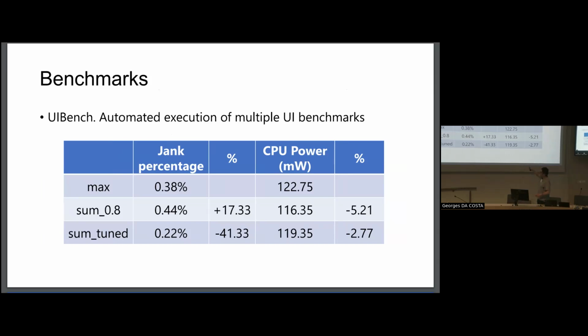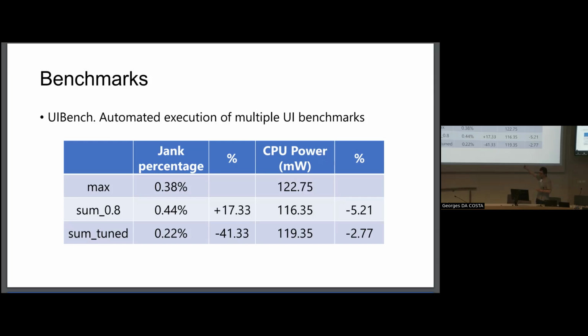But that's the thing with sum aggregation, it changes your hard-coded values. So if you have some hard-coded values in scripts that are tuned for max aggregation, if you use sum aggregation, you have to change those values. You cannot just use those values. If I tune those values, I can get almost 40% jank reduction and much less power consumption.